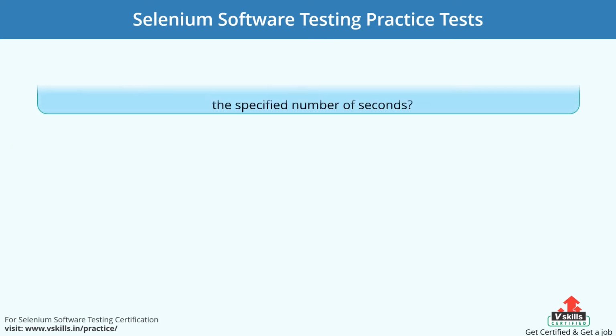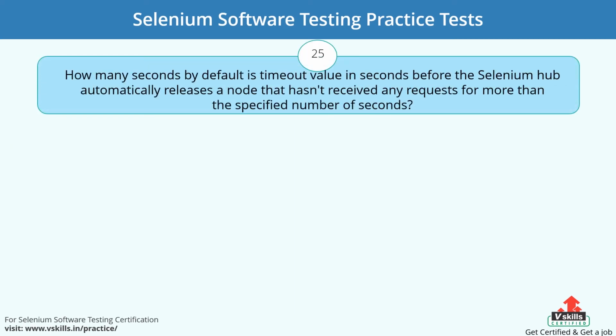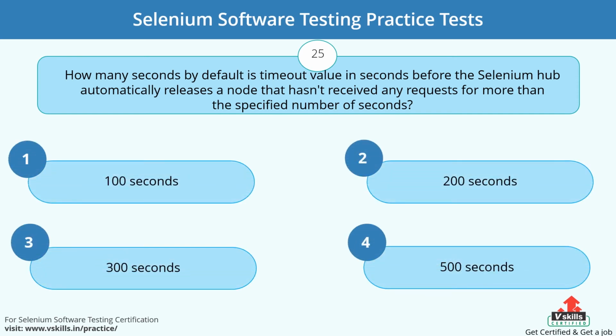Question number 25, how many seconds by default is timeout value in seconds before the Selenium Hub automatically releases a node that hasn't received any requests for more than the specified number of seconds? The options are A. 100 seconds, B. 200 seconds, C. 300 seconds, D. 500 seconds. The correct answer is option C.